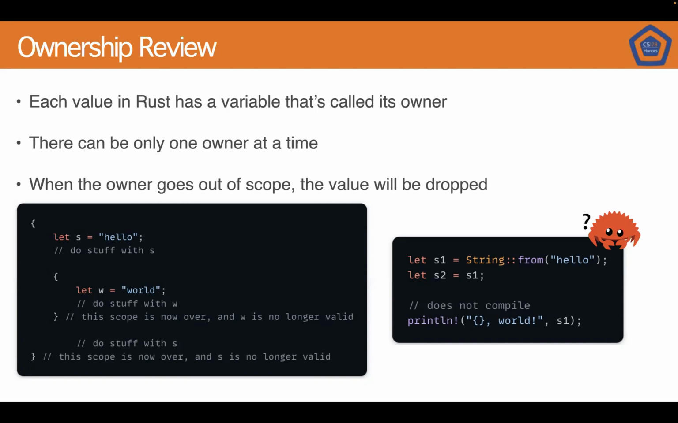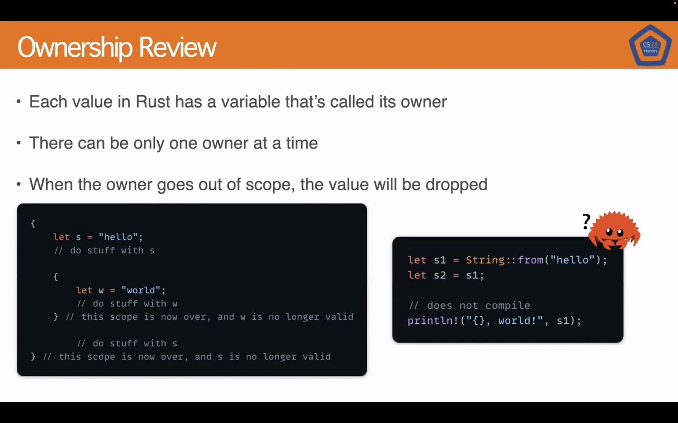As you probably know by now, there are three rules of ownership. One, each value in Rust has a variable that's called its owner. Two, there can only be one owner at a time. And three, when the owner goes out of scope, the value will be dropped. So here are some examples that demonstrate these.